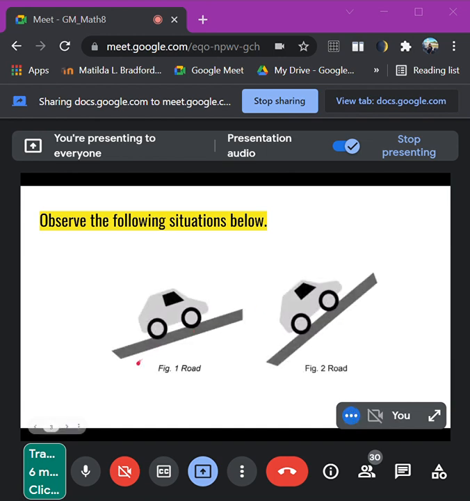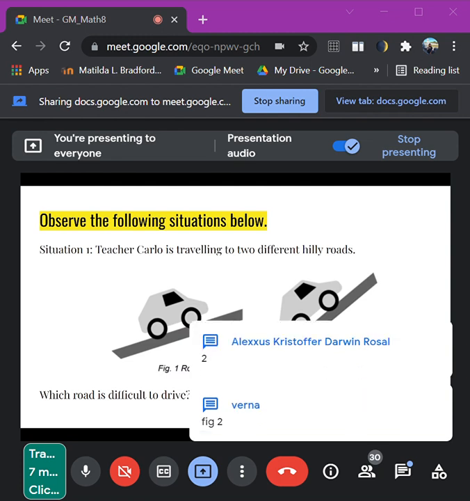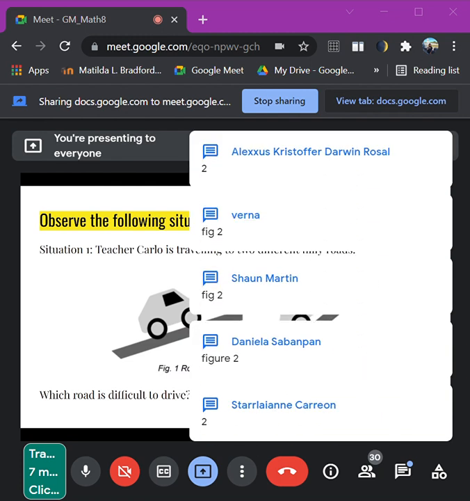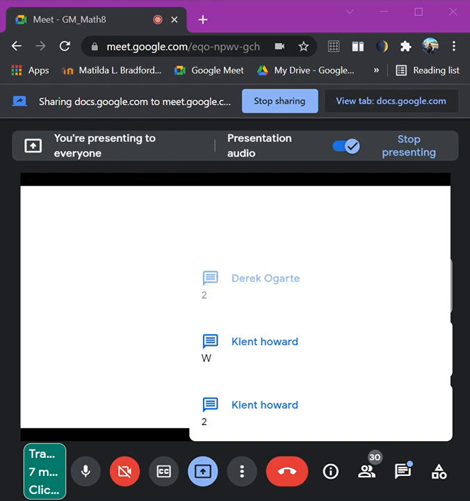So, this one. We have for the figure 1 this, and then the second figure is this. We have there, Teacher Carlo is traveling to two different hilly roads. Now, our question here. Which road is difficult to drive? Road 1 or road 2? Okay, figure 2 there. Figure 2. Okay, so you have there figure 2, which is correct. Very good.